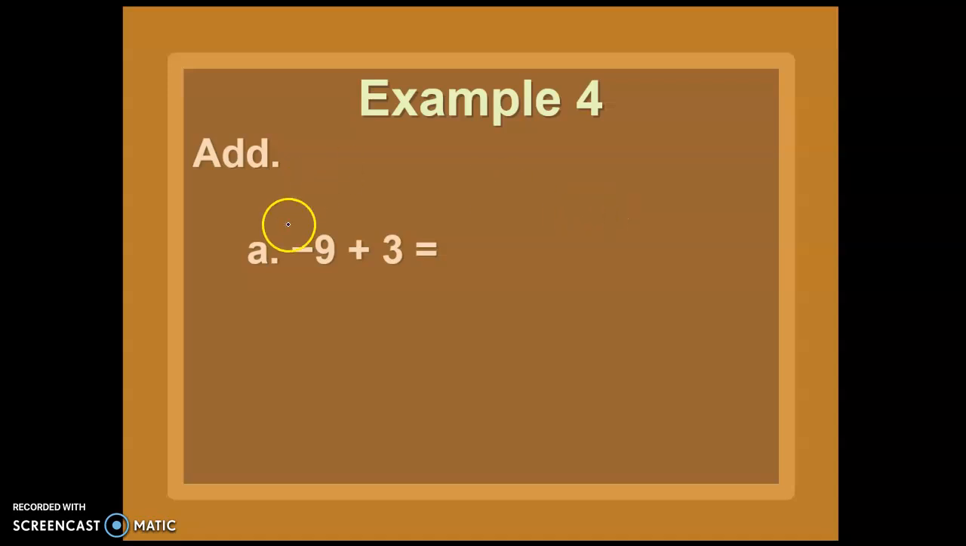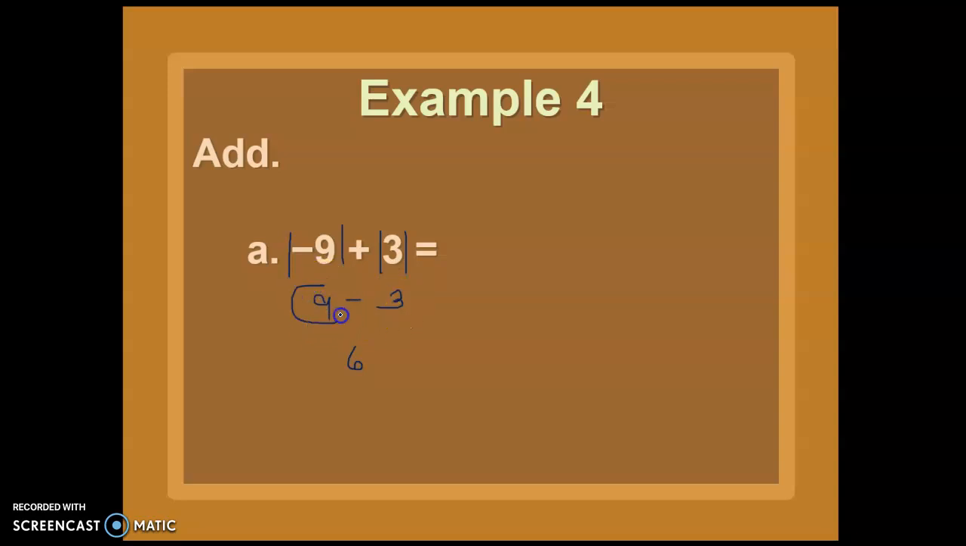Our steps said first to find the difference of the absolute values. Well, I'm going to think about what the absolute value of these two numbers is. The absolute value of -9 is 9, and the absolute value of 3 is 3. And I want to find the difference of those. So the first thing I'm going to do is take 9 minus 3, which is 6. Now, as far as what sign I need, the sign of the number with the greater absolute value, or the bigger number. 9 is greater than 3, 9 is bigger than 3.